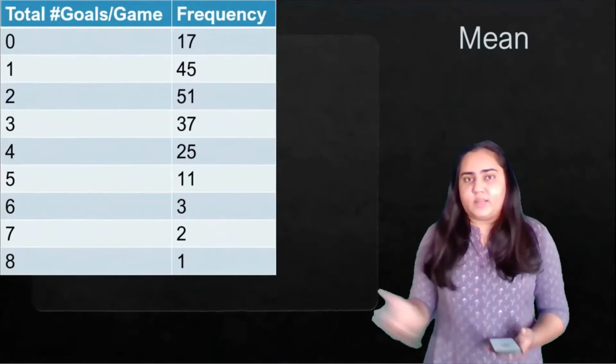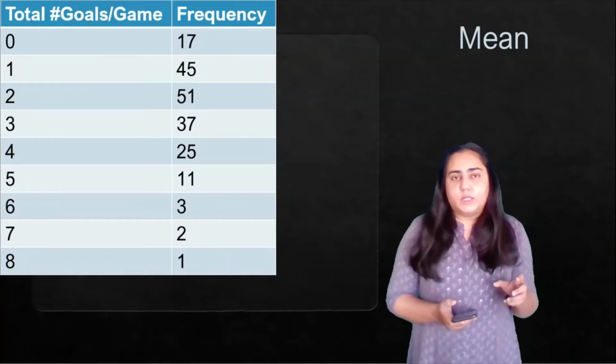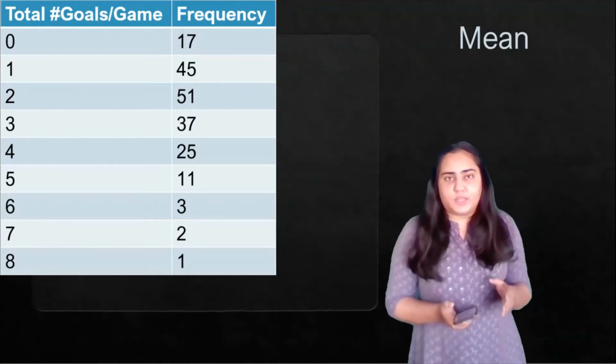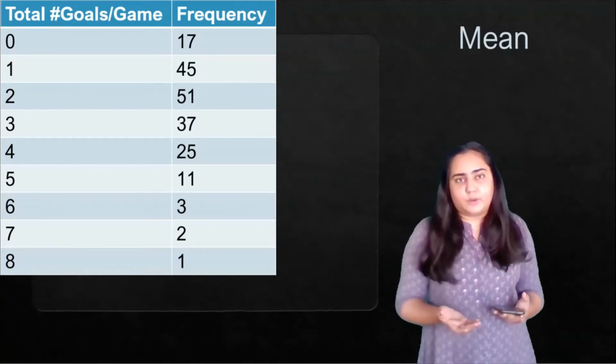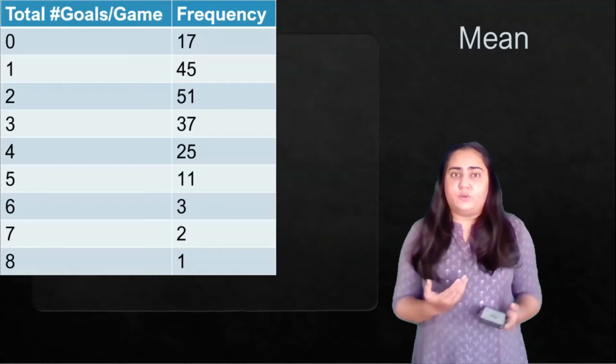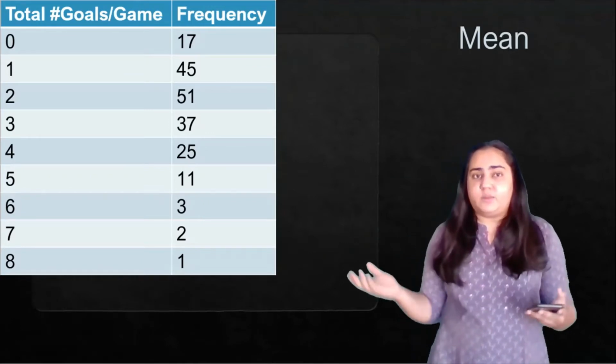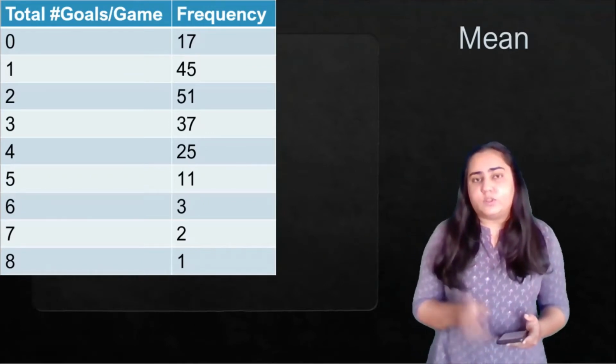Let's take another example of mean. So in this case, we are once again looking at the total number of goals per game and how many times that happened. So there were 17 games in which the number of goals was 0. And there were 45 games in which the number of goals was 1.